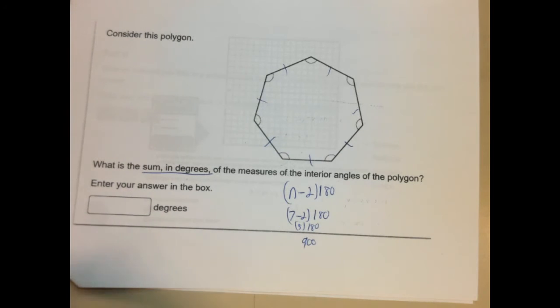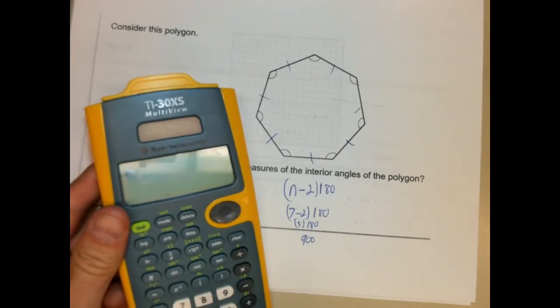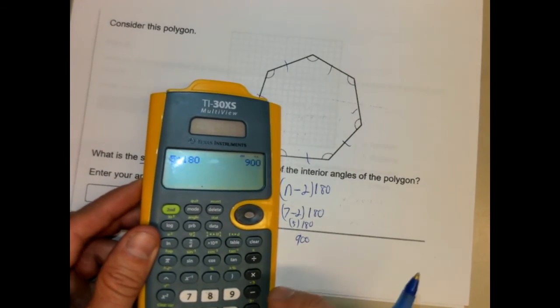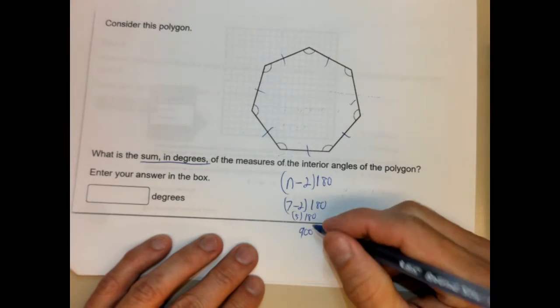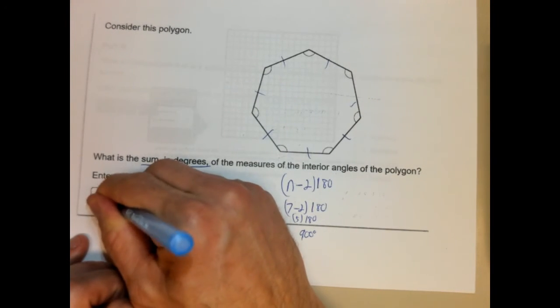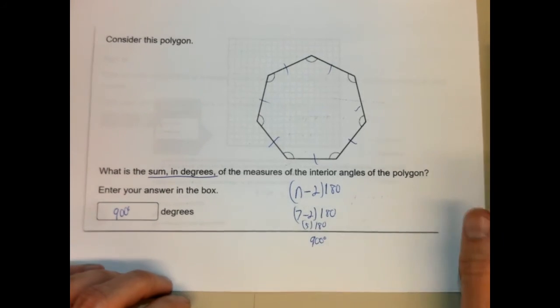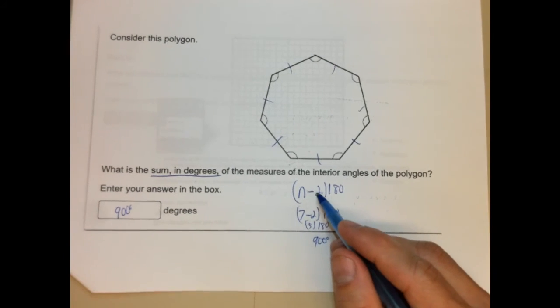Let's double check our math though. Let's just double check. So 5 times 180. Yep, sure enough, 900. So 900 degrees. So that's going to be our answer. But let's say you don't remember that. Let's say I don't remember this formula. And there's a lot of people that won't remember this formula. That's okay. You can still do this.